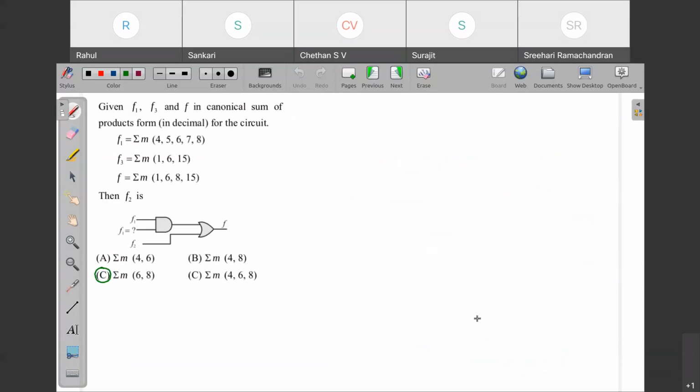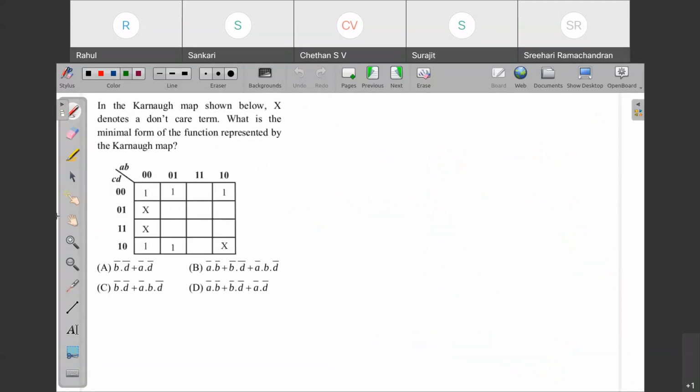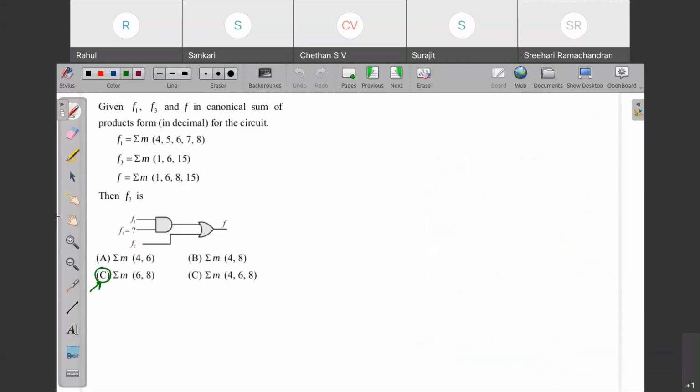Now solve this question. You told me that it is C. Someone told it is C. Others also solve. So again, let me solve.